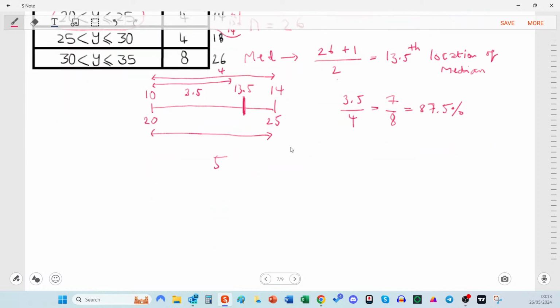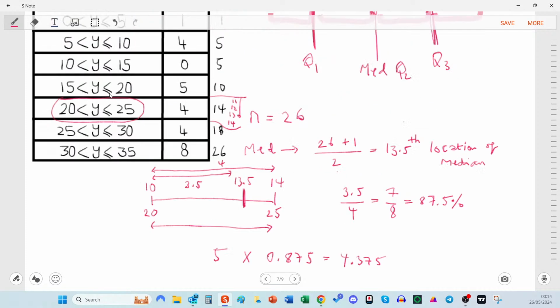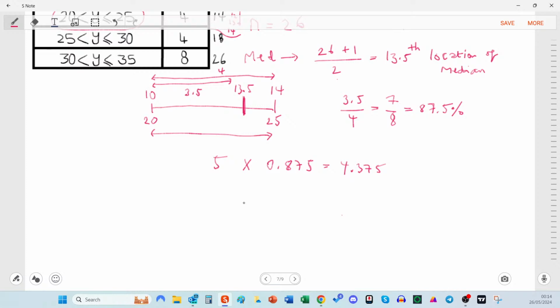What is 87.5% of that? If you want to find a percentage of a number, you just multiply it by that. So we're going to do 5 times 0.875. It's going to give us a nice 4.375. And that's how far we have to go into the 20 to 25 range.